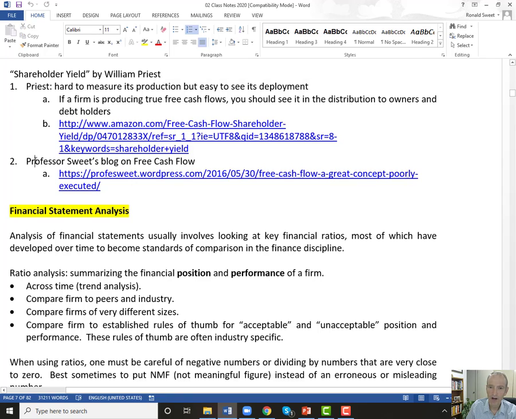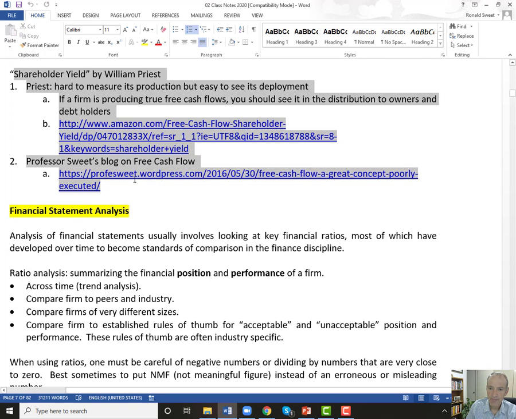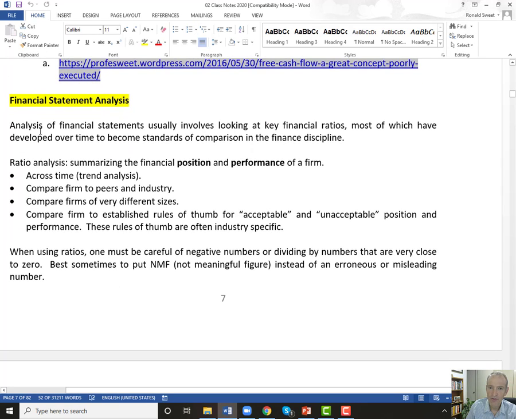So I do recommend this book. And then you've read my blog. So, important concept. Make sure you understand it. Do a little bit of extra work understanding it, because it's really quite critical. All right, so now we're going to get into financial statement analysis.